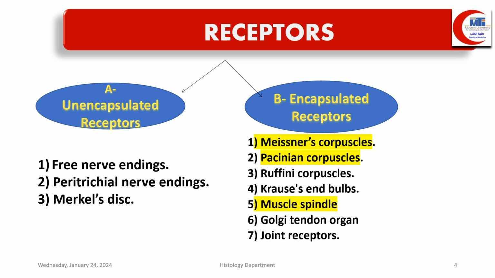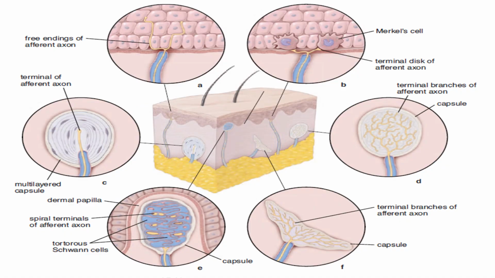The first one is called Meissner corpuscle. The second one is called Pacinian corpuscle. The third one is called Ruffini corpuscle. The fourth one is called Krause's end bulb. The fifth one is called muscle spindle. Six is called Golgi tendon organ. And the last one is called joint receptors. These diagrams show us different types of receptors, which are nerve ending, Pacinian corpuscle, Meissner corpuscle, and Merkel's tactile disc.